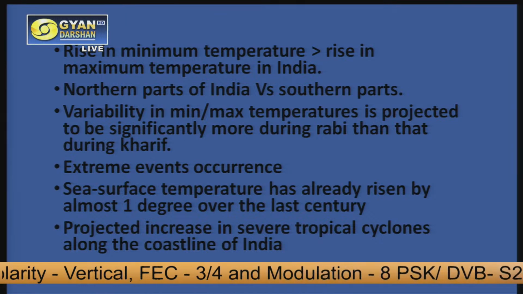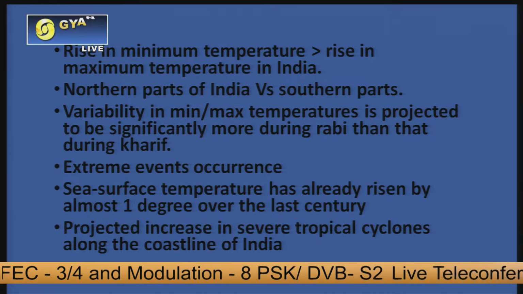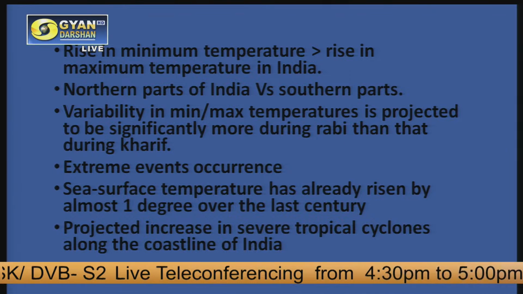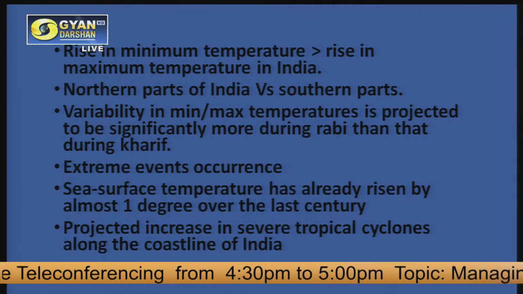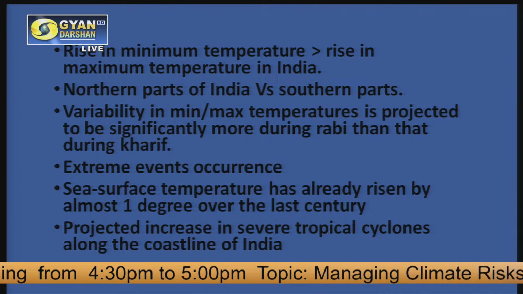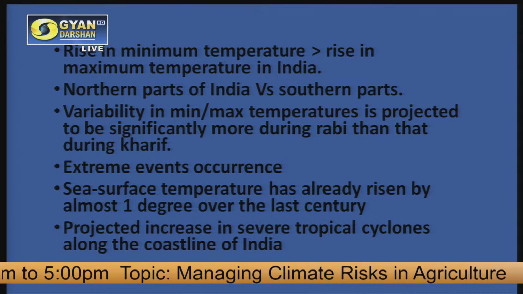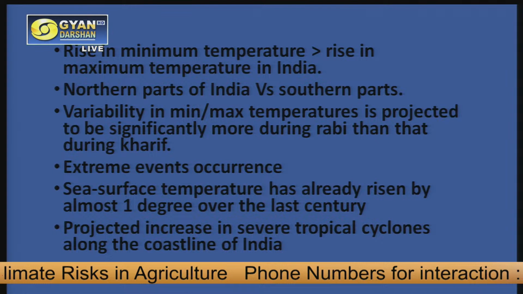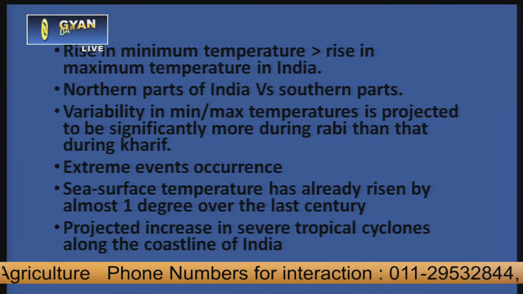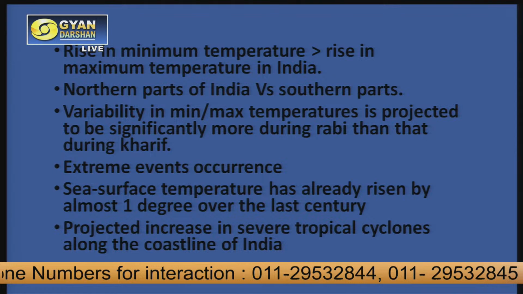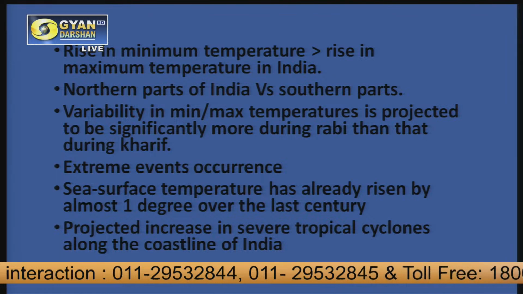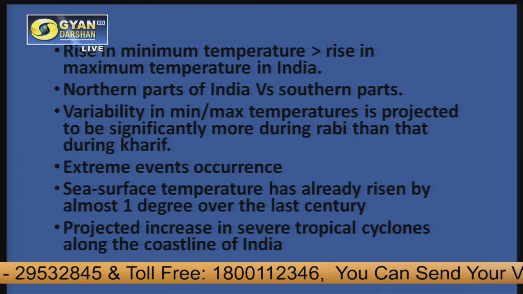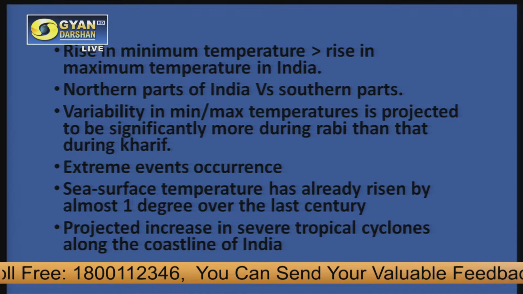The second important observation is that the increase in surface temperature, whether minimum or maximum, has been more in the northern part of India than in the southern part of India. That is another important finding. The third important thing is that the temperature variability, whether minimum or maximum, is more during the Rabi season. Again, the wheat crop and other Rabi crops will be significantly affected because of this temperature variability.